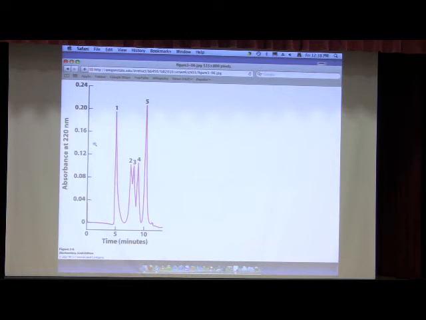HPLC stands for High Performance Liquid Chromatography. And no, you don't need to know that, but I'm telling you. Sometimes you'll hear labs call it high pressure liquid chromatography, because it uses high pressures. But the technical name is high performance.